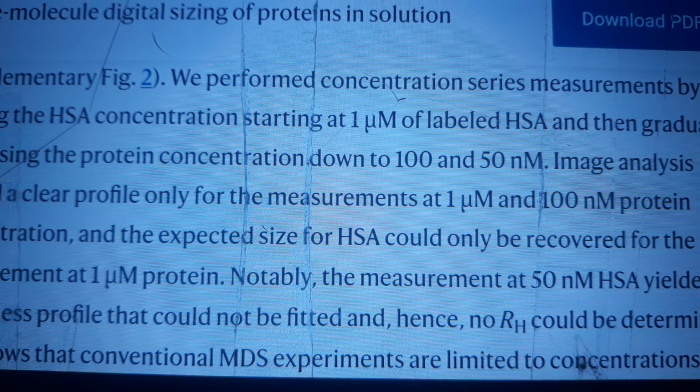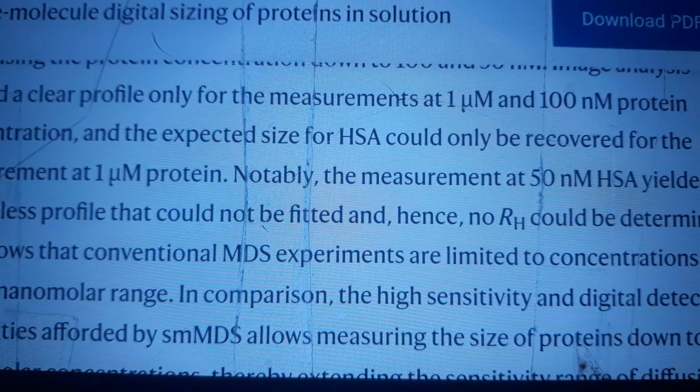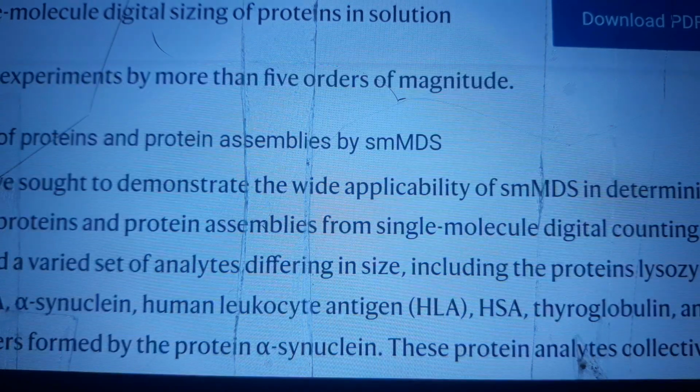Image analysis yielded a clear profile only for measurements at 1 micromolar and 100 nM protein concentration. An expected size for HSA could only be recovered for the measurement at 1 micromolar protein. Notably, the measurement at 50 nM HSA yielded a featureless profile that could not be fitted, and hence no RH could be determined. Sizing of proteins and protein assemblies by SM-MDS.